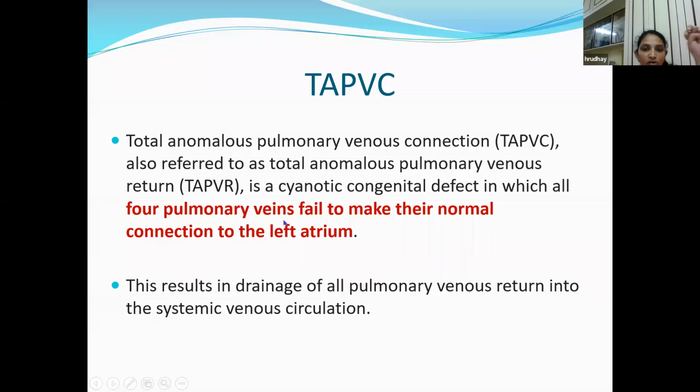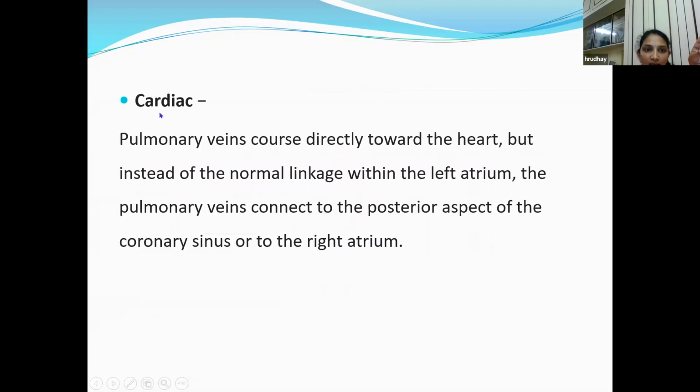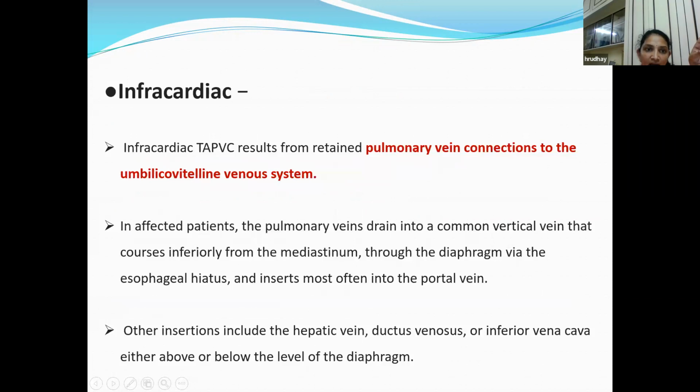So where do they drain? If they are not draining to the left atrium, they have to drain somewhere. So this results in drainage of all pulmonary venous return into the systemic venous circulation. Systemic venous circulation, that is, they are draining into the right atrium. So how do they drain into the right atrium? They are divided into 4 types: supracardiac, cardiac, infracardiac, and mixed.